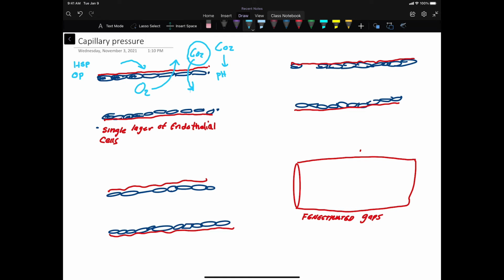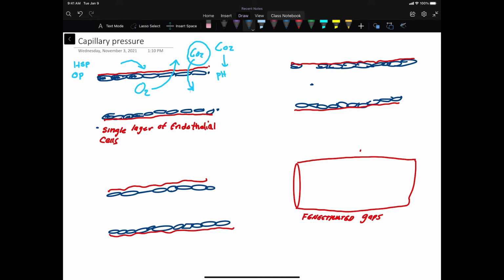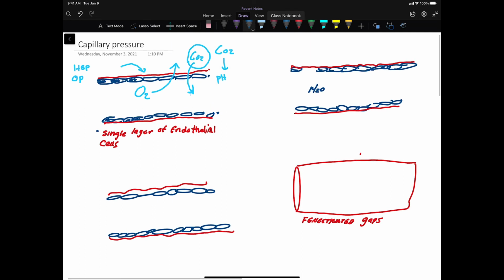What's another thing? Let's do water. Let's do H2O. That looks watery. So the other thing that happens is we have H2O circulating in the blood, right? And the pressure that manages what is pushed out and what is pulled back in, again, hydrostatic pressure and oncotic pressure, that regulates this process. So we could have water being pushed out, and then we could also have water being pushed back in. And this is a really delicate dance, right?